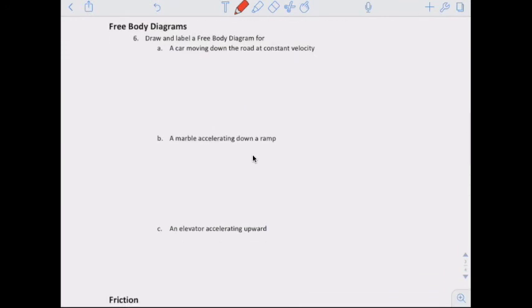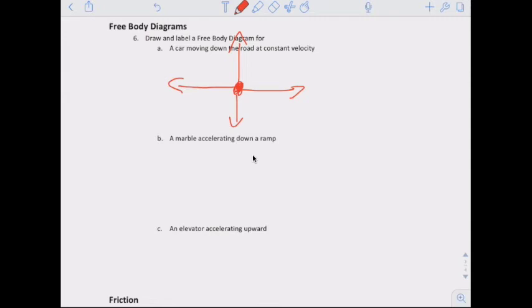The next one says draw and label a free body diagram for a car moving down the road at a constant velocity. So here's my car represented by a dot. Draw an arrow, which is the same length as that arrow, which is the same length as that and that. All the arrows are supposed to be equal. We're saying that they're equal, and therefore it's moving at a constant velocity. Remember that constant velocity in a free body diagram looks the same as an object at rest. Basically, all the forces are at equilibrium, and all the forces are equal.